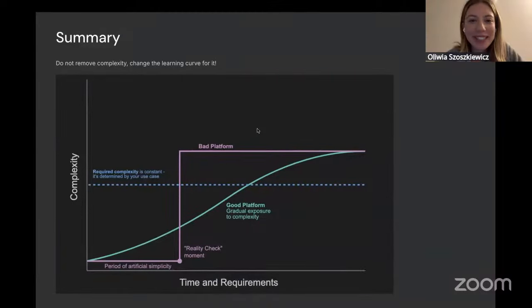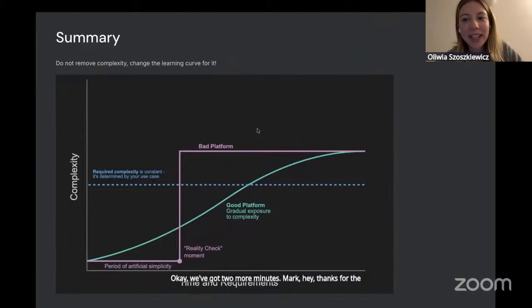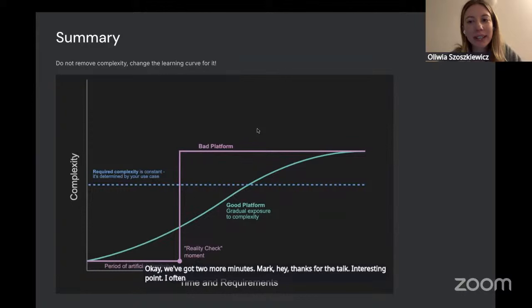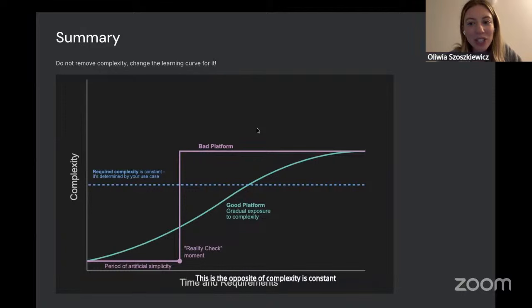Okay, got two more minutes. Mark, hey, thanks for the talk. Interesting point. I often observe that the requirements are unclear and can be simplified significantly. This is the opposite of complexity is constant. Shouldn't complexity change over time due to change in requirements?